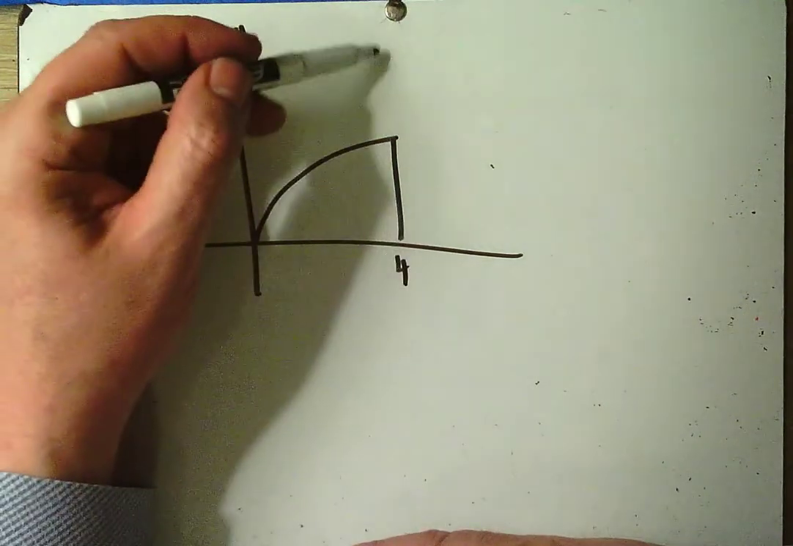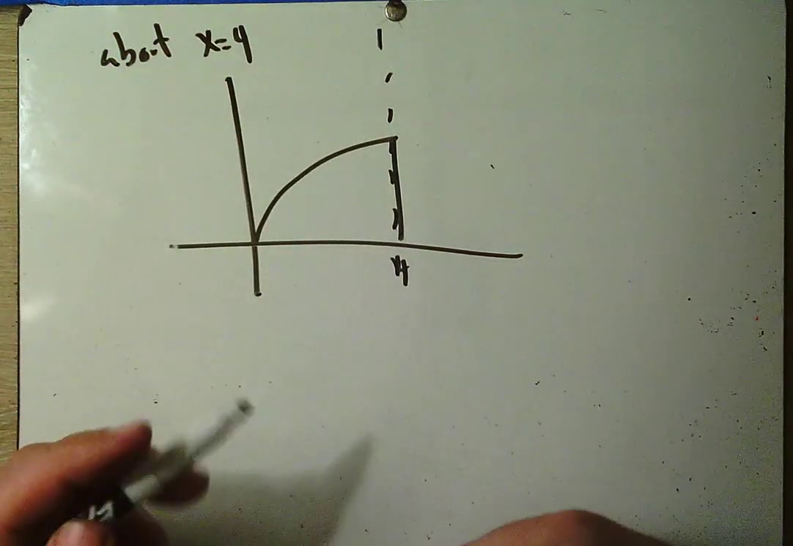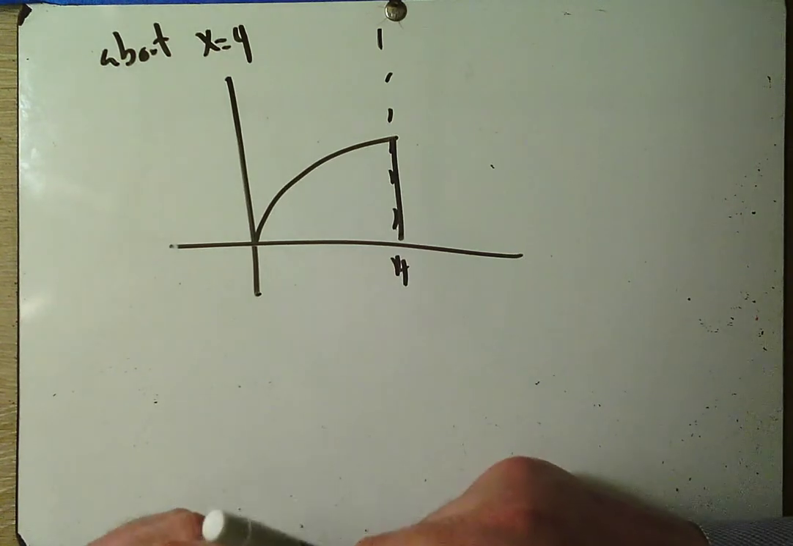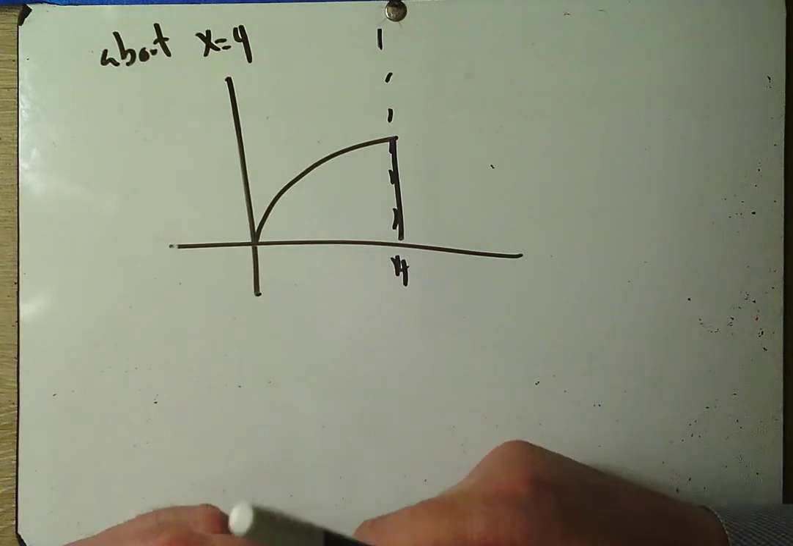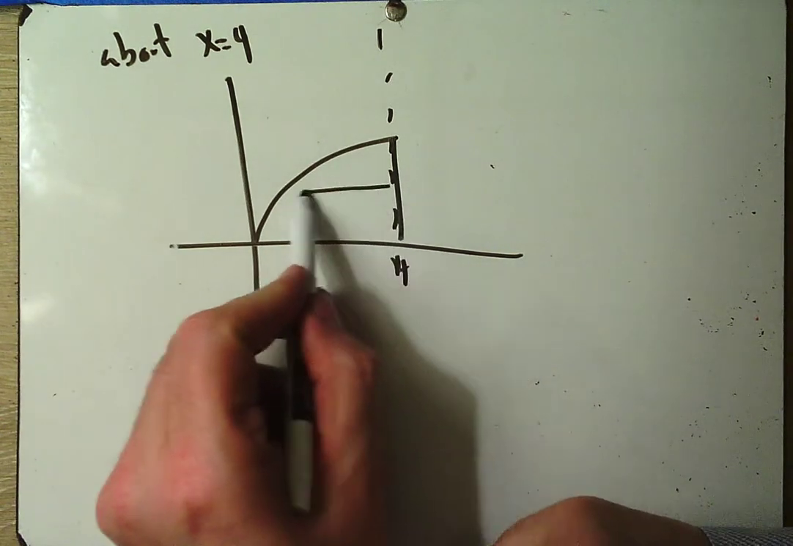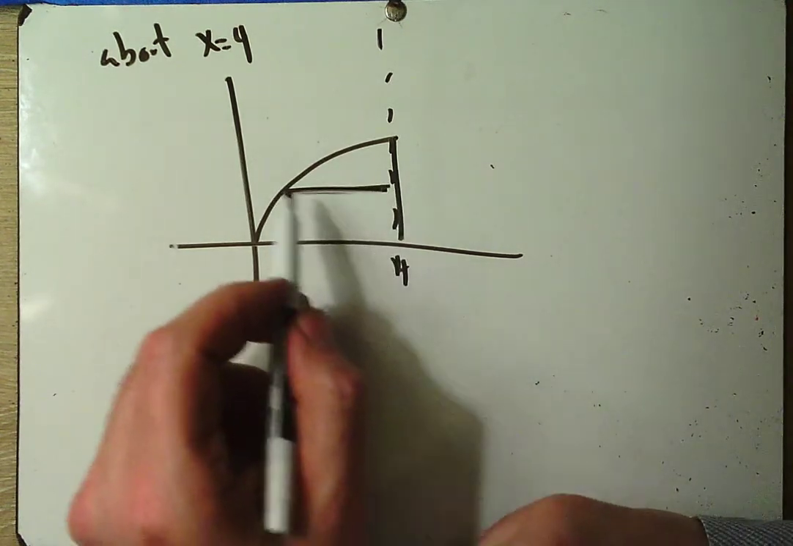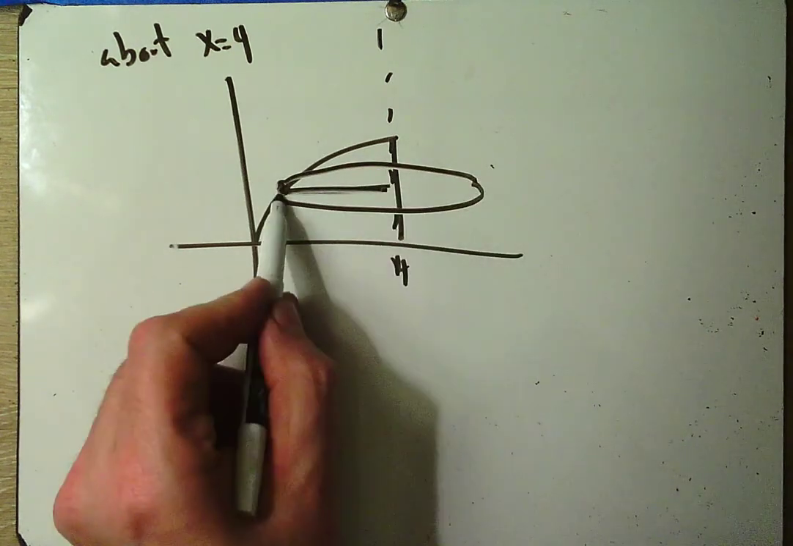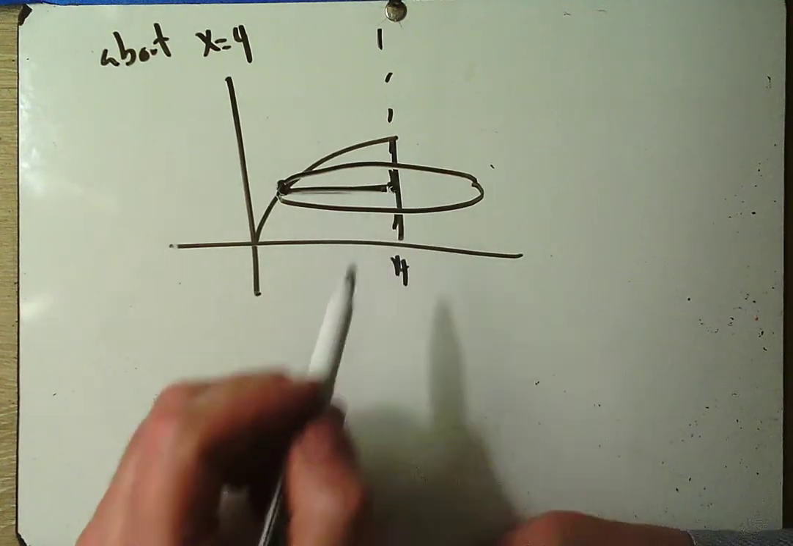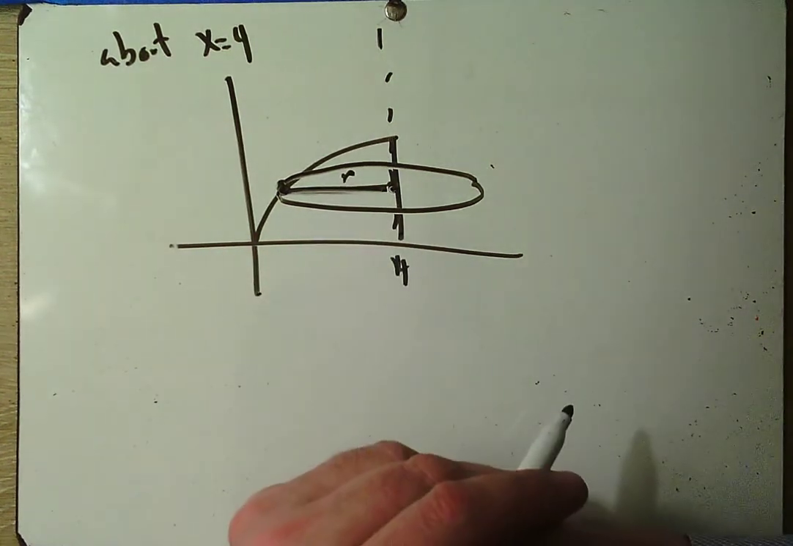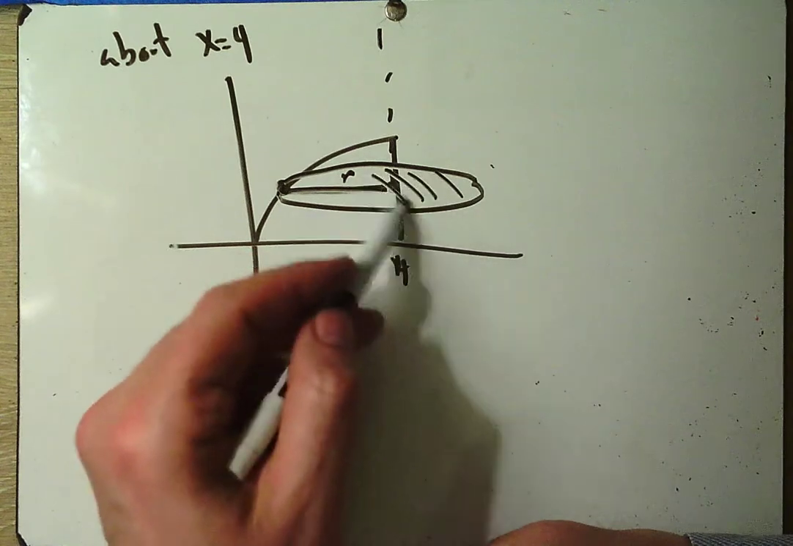So this is x equals 4, and I want to spin around that. If I'm spinning around x equals 4, remember, I want to draw something perpendicular to the axis of rotation. That's this. And at the end of that segment, I draw a circle whose center is the axis of rotation. Now, this is my radius, and I've just got a circular disk.